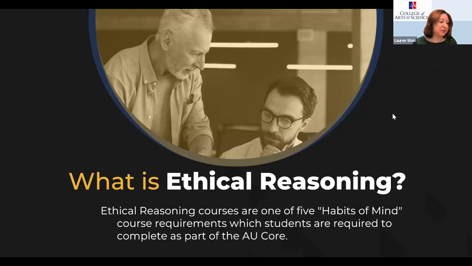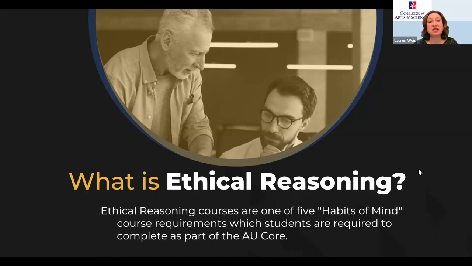So before I tell you about the process that we went through and the activity that we developed, I'll talk a little bit about what ethical reasoning is. So as Martin mentioned, this is an AU core requirement that's part of a group of five types of courses that we call habits of mind. And these are course requirements that students are required to complete as part of the AU core, but many of these courses also count for department credit for majors and minors.